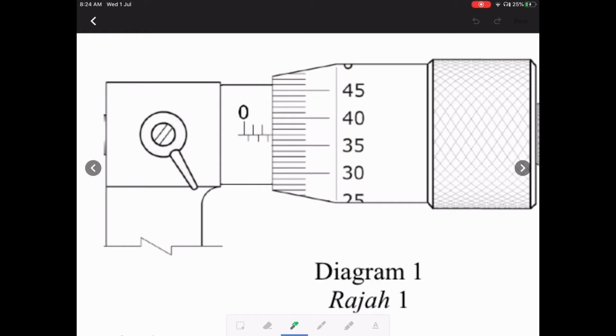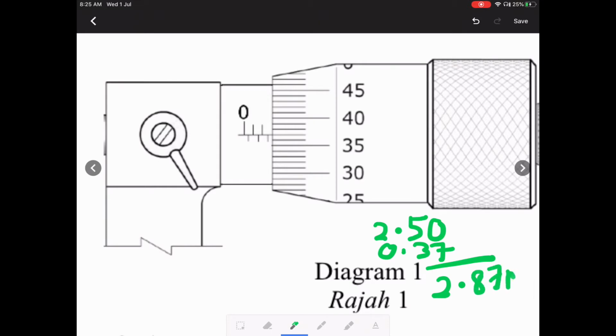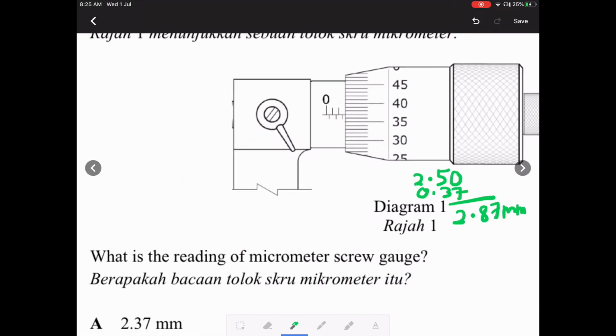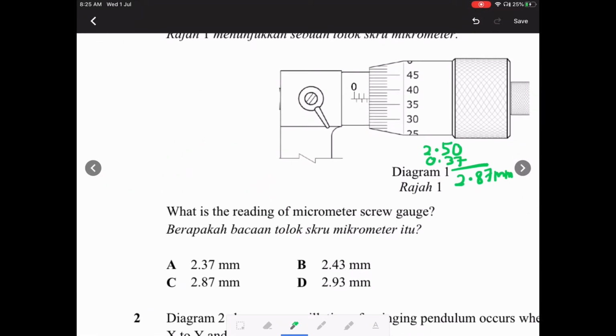Okay, so garisan yang kedua maknanya ialah 2.50. Okay, kemudian garisan yang ke 35, 36, 37 ke 0.37. So the answer is 2.87 millimeter. Okay, so the answer is C, cat.